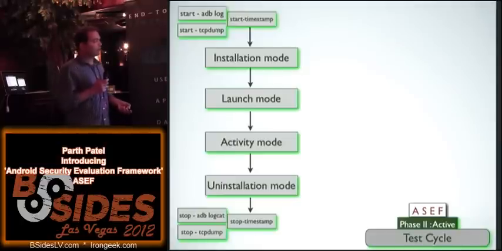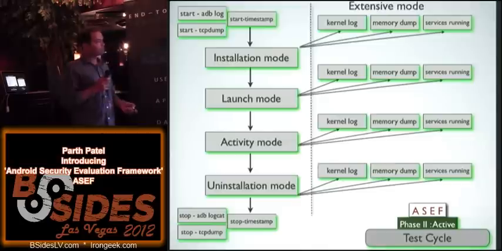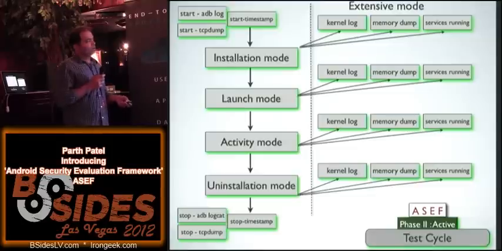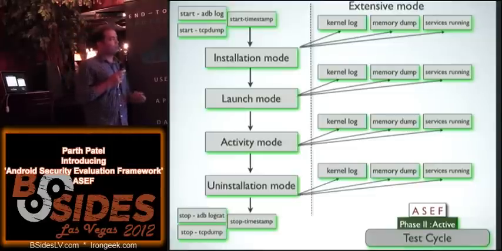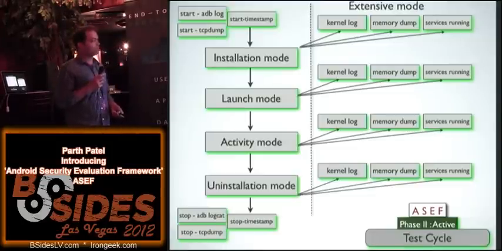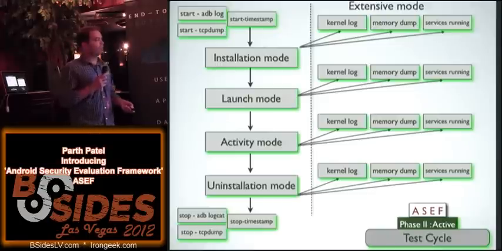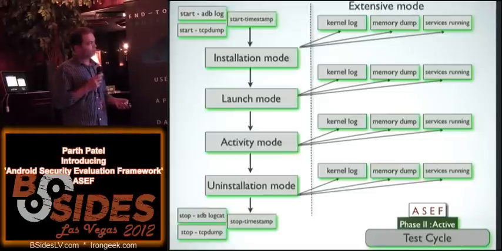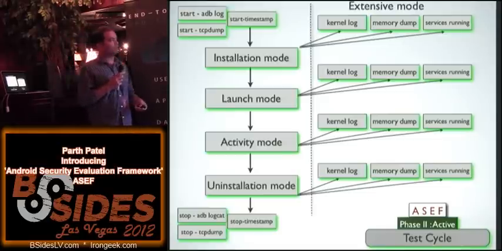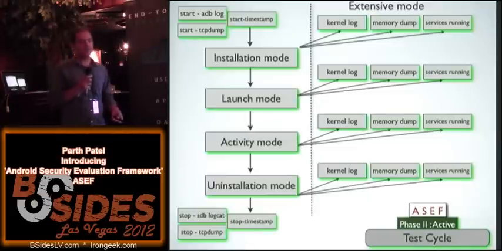Till now, it looks fine. However, there is more to it, which I call the extensive mode. If the researcher is interested in more than the behavioral analysis aspect, to find out more behavioral patterns, they can also go ahead and collect the kernel log, memory dump, and running services at the different stages of this test cycle. That way you can in fact do some forensic analysis and find out some behavioral patterns out of this collected data.